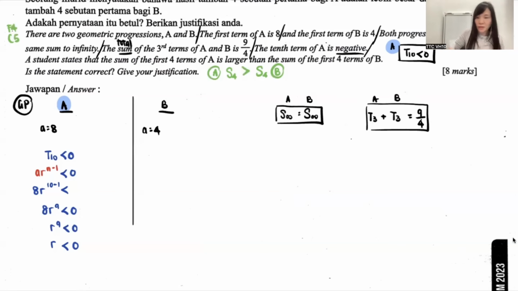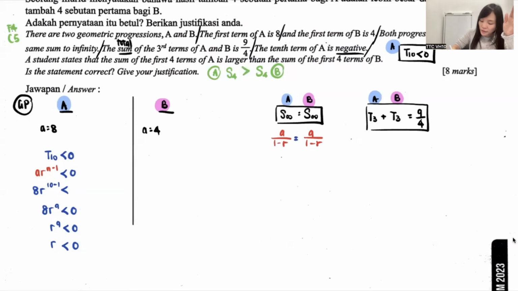Other than that, nothing else already, you know. So now you guys can start to do the one mixture of set A and set B. Set A and set B, they say the sum to infinity will be the same. So the sum to infinity formula is A over 1 minus R. Okay, now we can just sum.